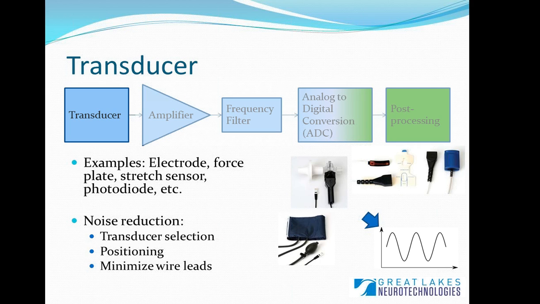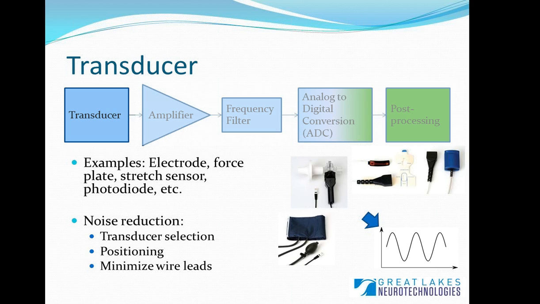As far as noise reduction goes, this is the main stage where you're getting your signal. You want to make sure that you're getting the highest fidelity measurement of that signal as you can. And so one important means to do this is to choose the right transducer for your particular application. This will involve looking at the specifications of that transducer to make sure that it does cover your needs.